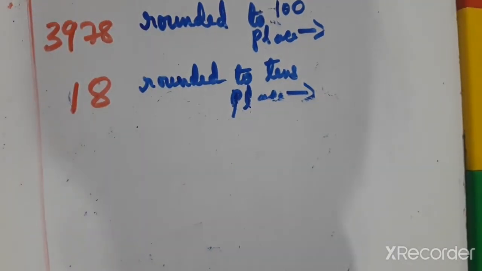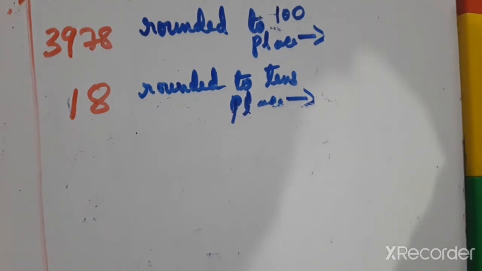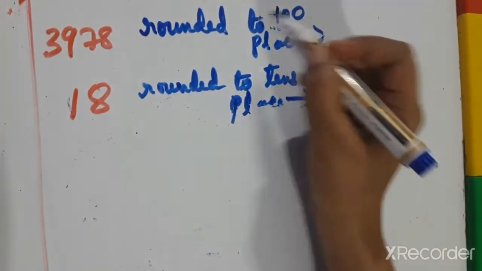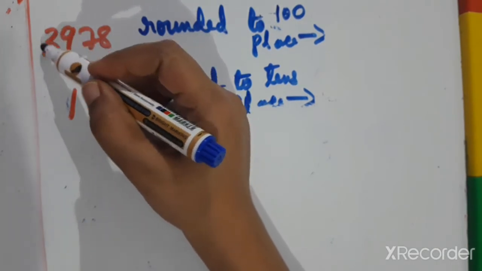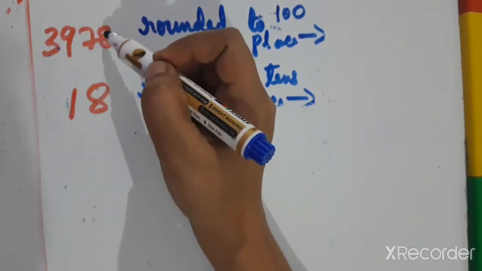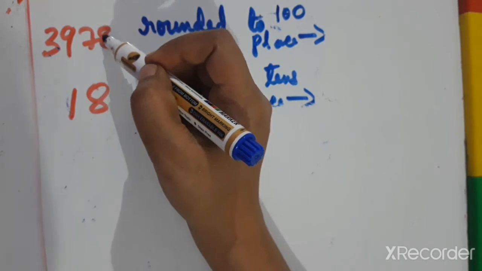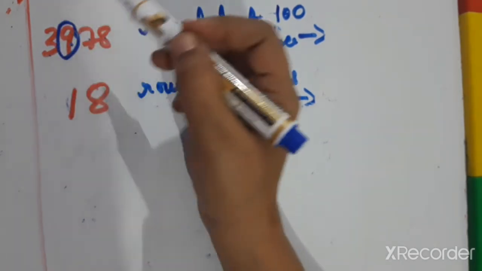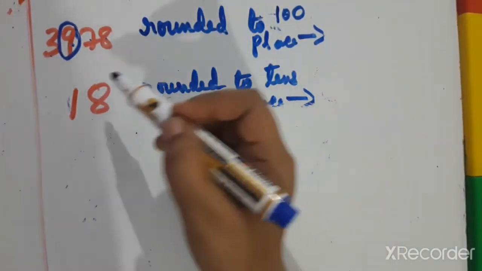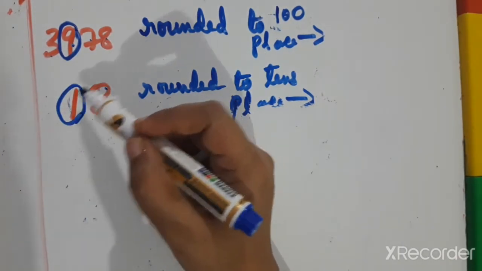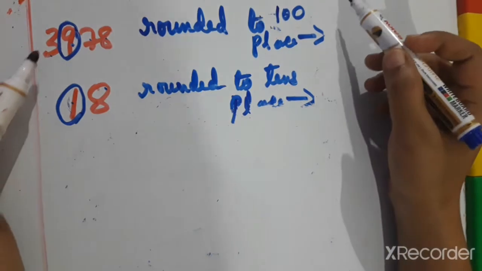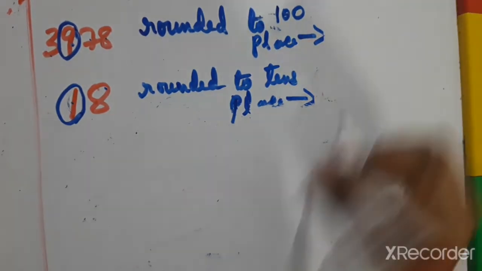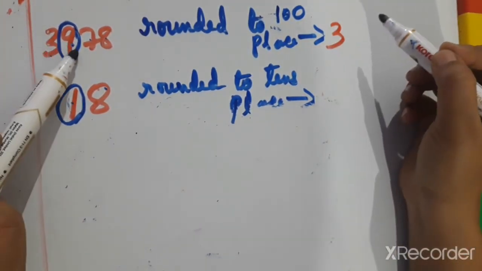Next, the 8th one, 3978 divided by 18. So 3978 rounded to the hundreds place. Here the general rule means we can round off at any place. So I am here rounding off to the hundreds place. 9 is in the hundreds place, and 18 is rounded to the tens place. 1 ten. So 3918. So the first number stays as it is, no changes. 3 as it is, and 9 we are rounding off.